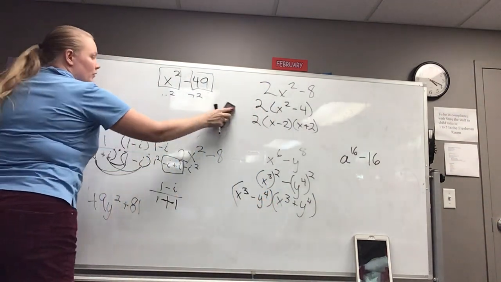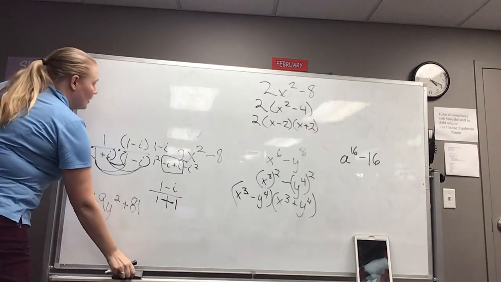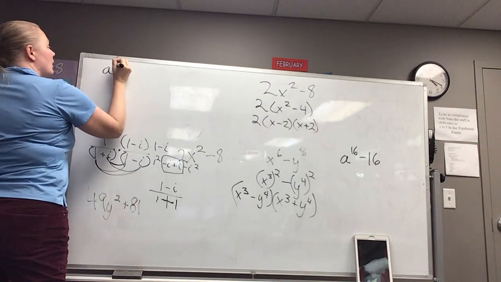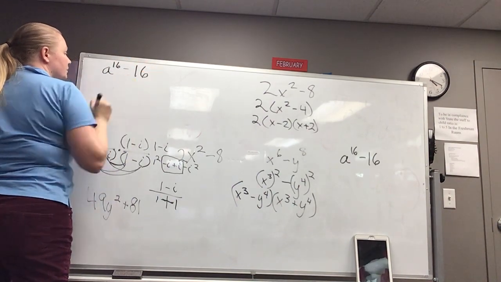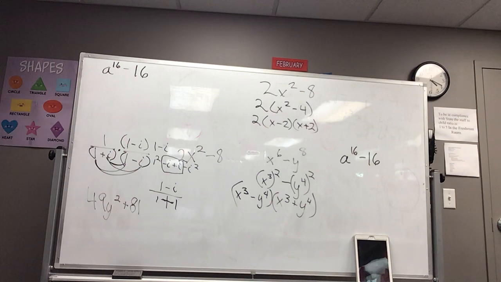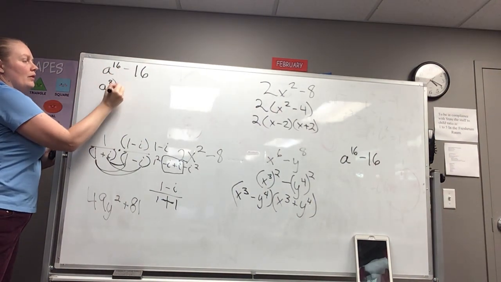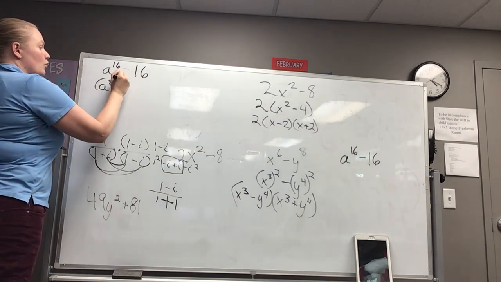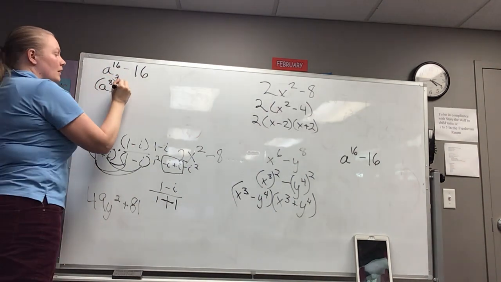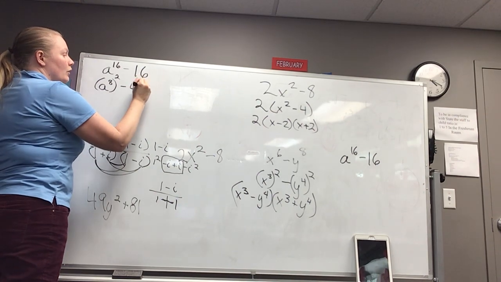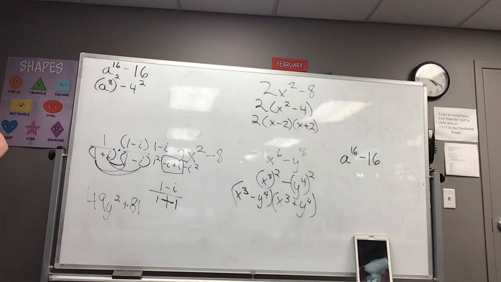So I'm going to move this a to the 16th minus 16 up here. So, again, we can tweak this a little bit. a to the 16th can be written as a to the 8th squared. And the 16 is 4 squared. What would be our factored form of this?